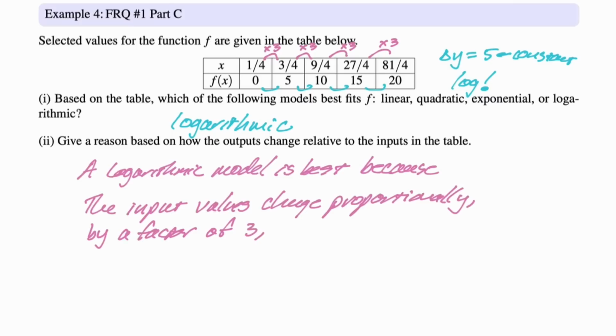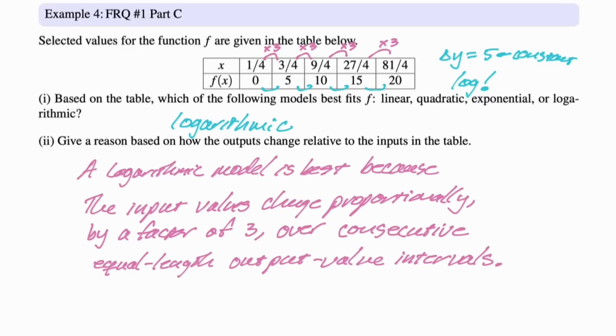All right, so then we just write down our justification. A log model is best because the input values change proportionally by a factor of 3 over consecutive equal length output value intervals. We have it memorized, so we don't have to think about it. We're just kind of filling in the blanks. Let's look at another example.